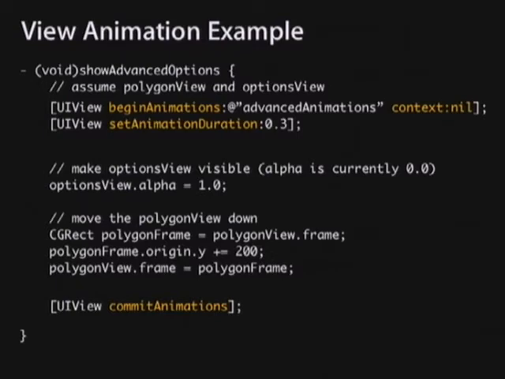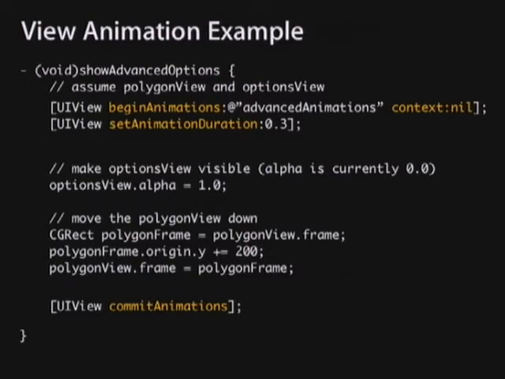Then you just set the values, right? You don't do anything except set the values. You say options view alpha equals 1. And if it was 0 before, it's going to fade in. And then I set the frame. And again, all I do is take the old rect, move it by 200, and then set it back. And that'll actually reposition it in a 0.3 second period of time. And when I'm done, I commit the animations.